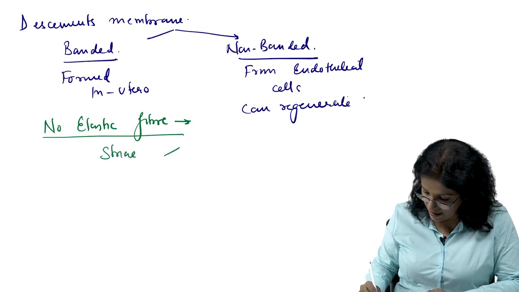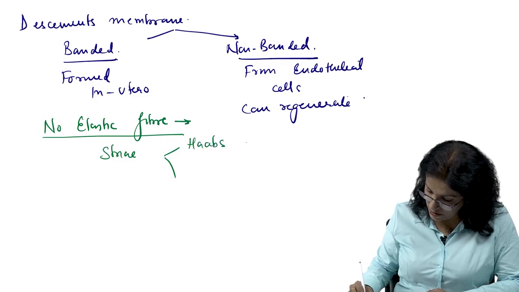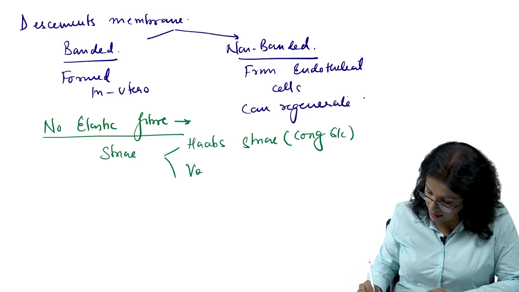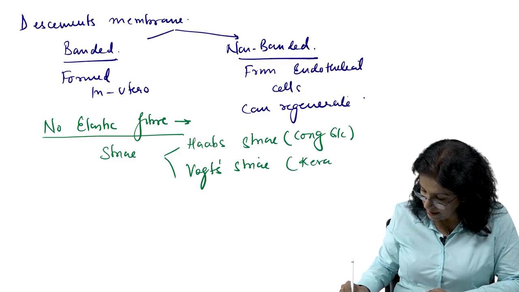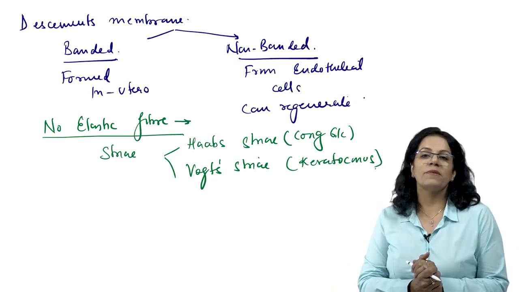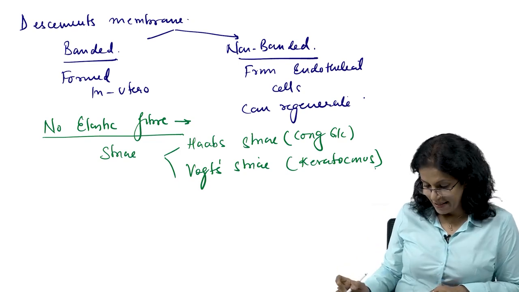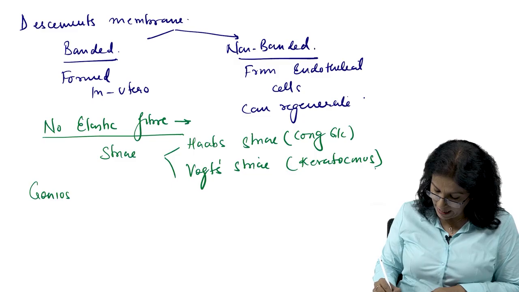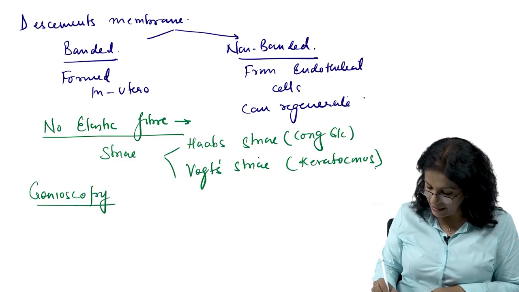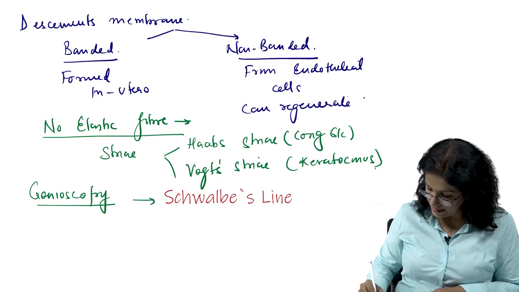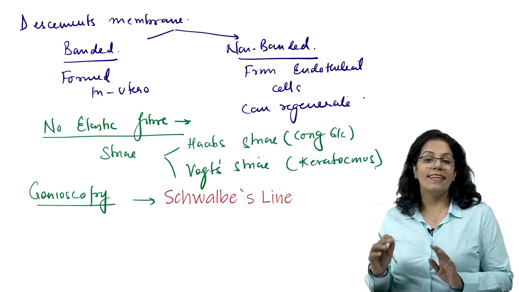Okay? So, no elastic fibers, and therefore, it will break very soon, and this is seen in the form of striae. We learn it either as Haab's striae, which is seen in congenital glaucoma, and second would be Vogt's striae, which we are going to learn in case of keratoconus. Another interesting piece of information: when you are doing a gonioscopy, what have you learned? This Descemet's membrane on gonioscopy is what you call Schwalbe's line, right? So, this is what is called Schwalbe's line. That was about Descemet's membrane.